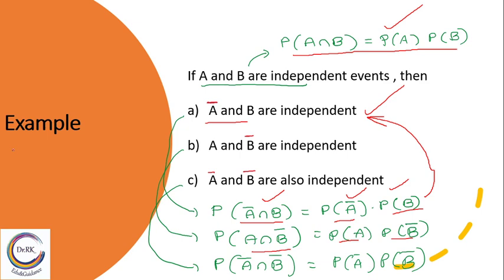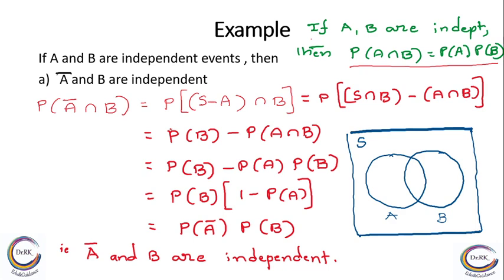So how to prove? There are many ways to prove. One approach is where we take the help of a Venn diagram. First we'll take P of A bar intersection B. Now, this we know, right? S is the sample space, otherwise it is our universal set in set theory, where A and B are two events. Right? This we know.